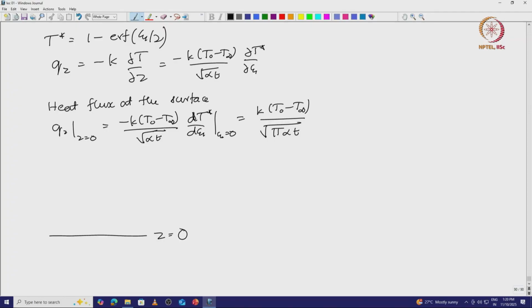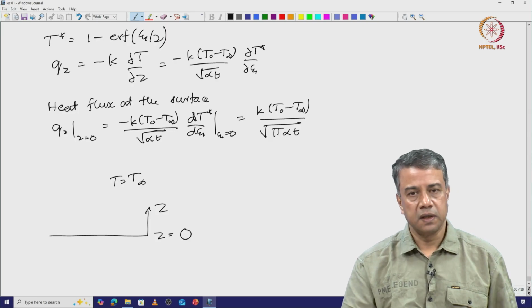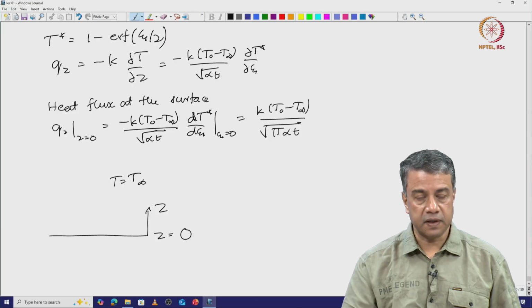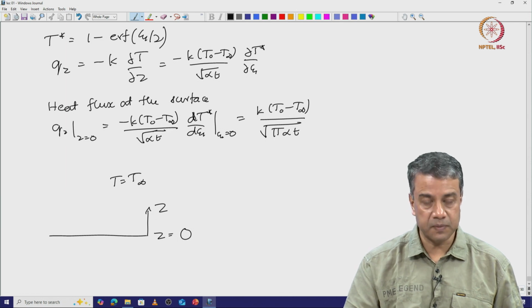In the last lecture we were solving the problem of unidirectional transport into an infinite medium. We had a surface at z equal to 0 extending into an infinite fluid in the z direction. Temperature was equal to T infinity far from the surface, and temperature was also equal to T infinity at the surface at time t equal to 0.